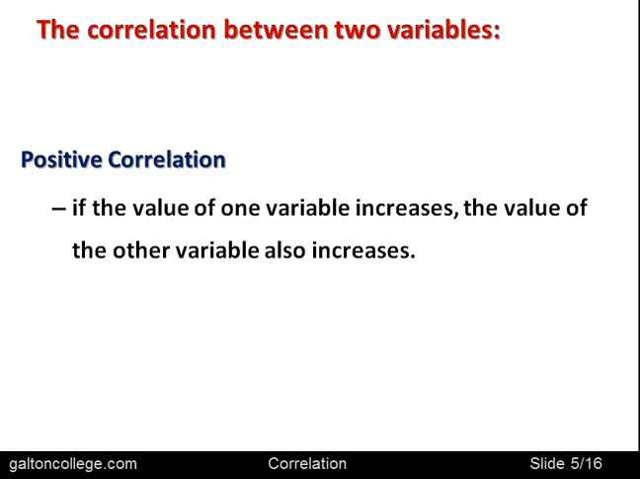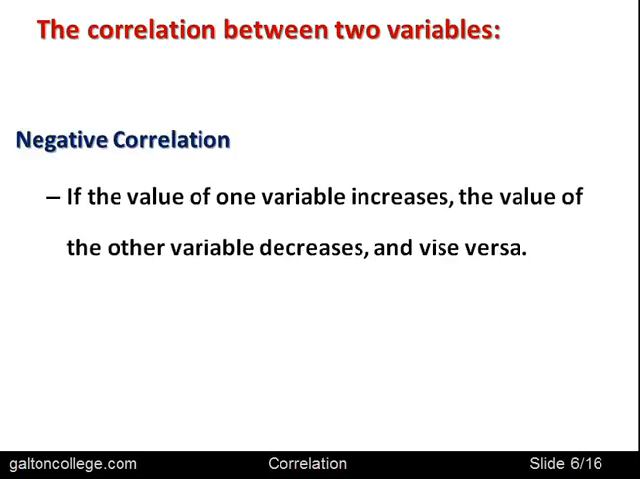Now, a positive correlation: if the values of one variable increase and the value of the other variable also increases, then we'd say there's a positive correlation. Or if both sets of numbers are falling together, there is a positive correlation, because they're moving in the same direction. If both are falling, they're moving in the same direction, so it's positive.